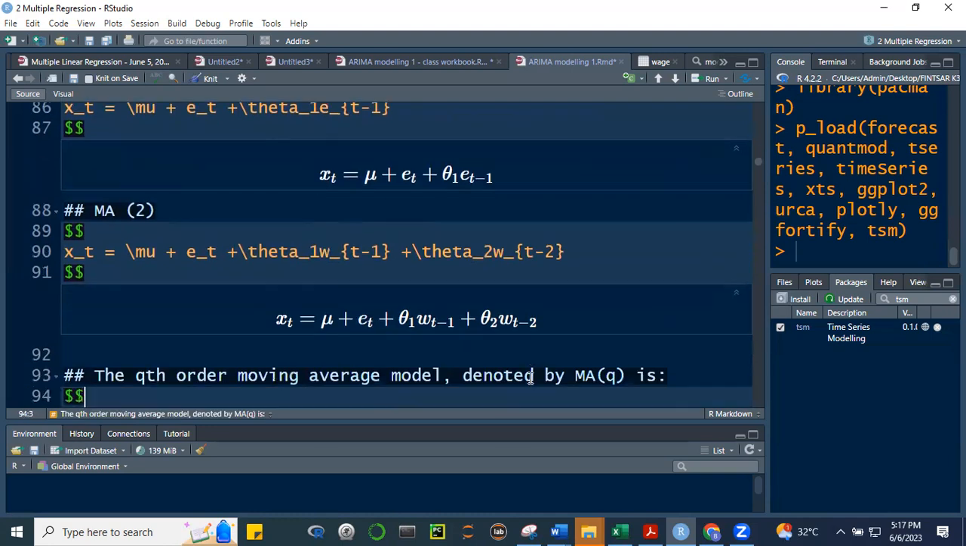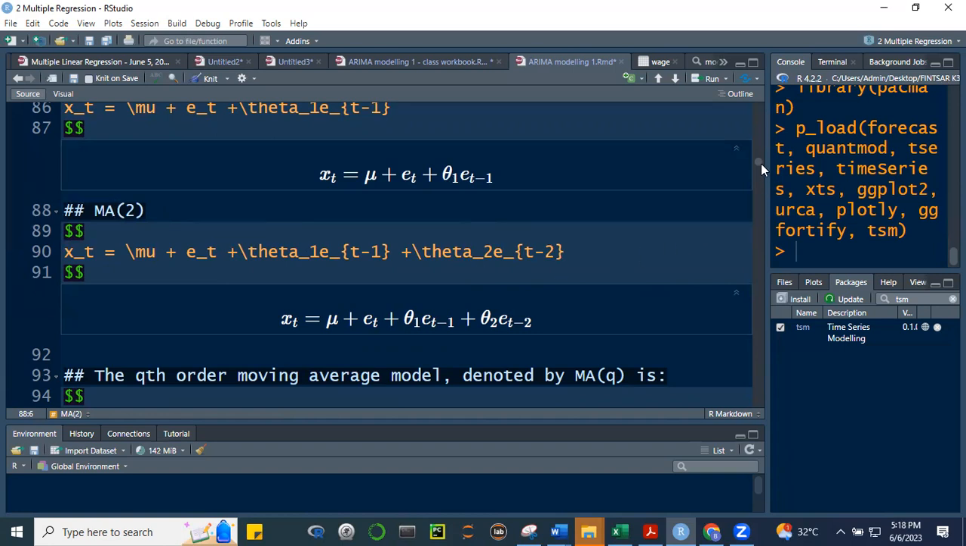And then how about your MA2? Ganun din. Madadagdagan lang ng, so ito gawin natin, instead of W, gawin natin tong E. Okay? Ito gawin natin E. Okay, just to be consistent. Error term at t minus 1, and then error term at t minus 2. Okay, so that's your model for X sub t is equal to a certain constant plus error term at this period plus the error term of the previous period and then previous 2 periods. So that's your MA2 process.